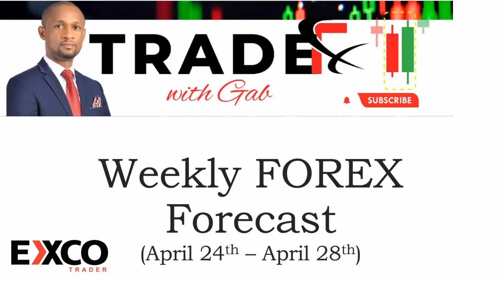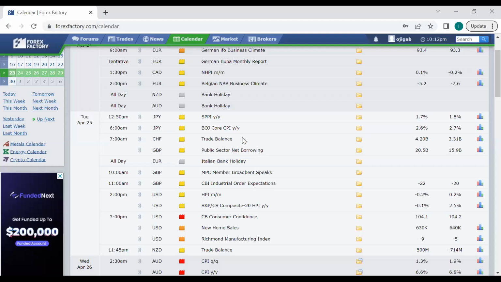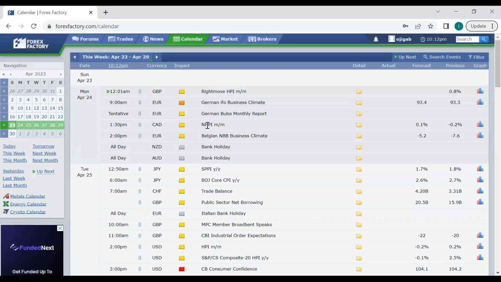This week we'll be looking at the trade setups for April the 24th to Friday, April the 28th. As always, we'd like to start with the economic calendar to see what the market has for us for the week. Starting on Monday, there's bank holidays, of course, so we don't expect much volatility in the market.